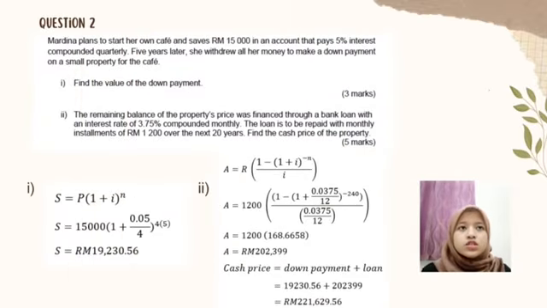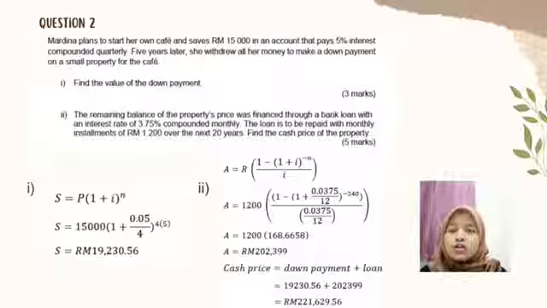Okay, for question 2, find the value of the down payment. So, we're going to use S equals P(1 plus K per m) to the power of mt. The P is 50,000, K is 5%, m is 4, t is 5. So, we just put all the numbers that we get into the formula. After the calculation, we're going to get the answer, which is 19,230.50. This is the down payment.